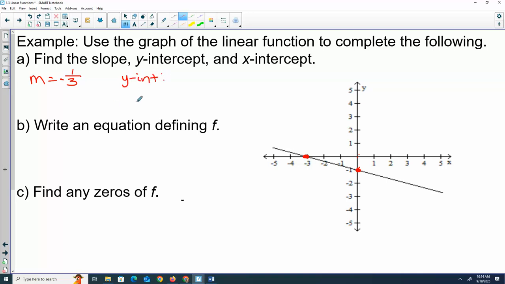What is my y-intercept? Right, we hit at -1, so the ordered pair there is (0, -1). What is my x-intercept? Hit at -3, so if I ask for an ordered pair, (-3, 0).